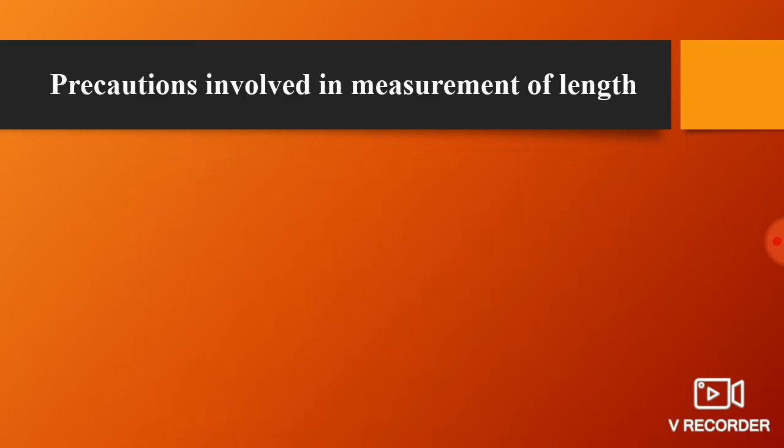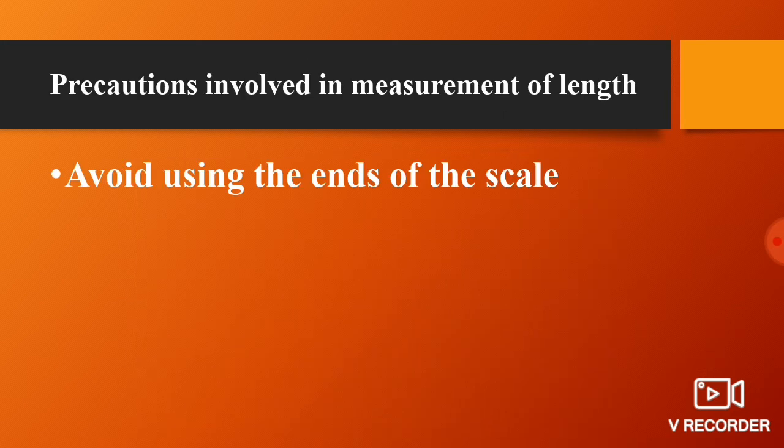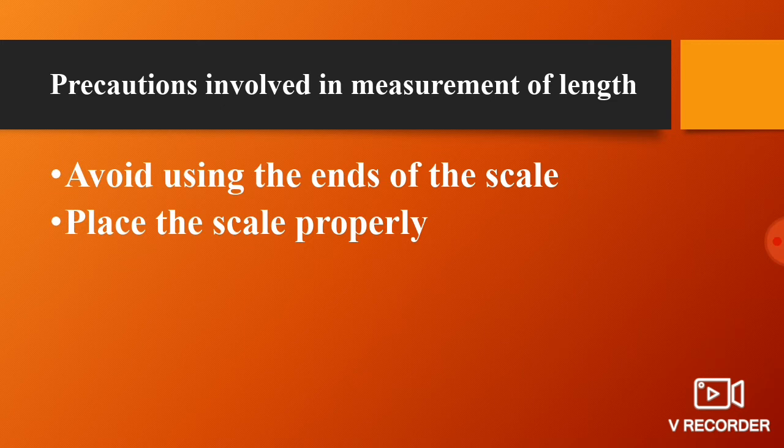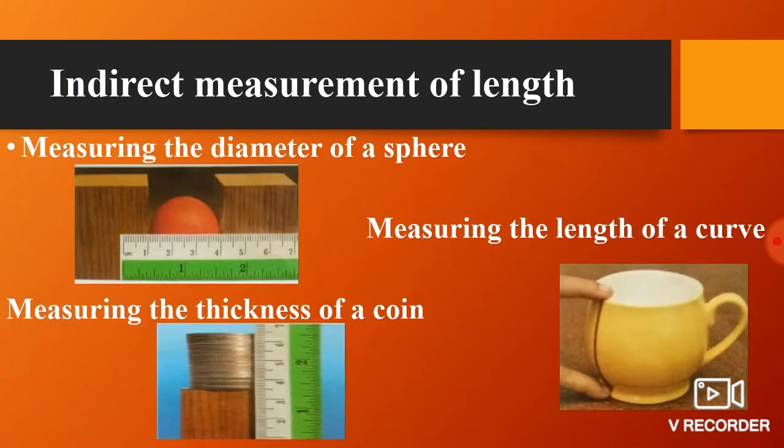Some precautions are involved in measuring length. Some of them are: avoid using the ends of the scale, place the scale properly, and place your eye correctly. Indirect measurement of length. Some lengths can be measured in an indirect way, like measuring the diameter of a sphere, the length of a curve, or the thickness of a coin.